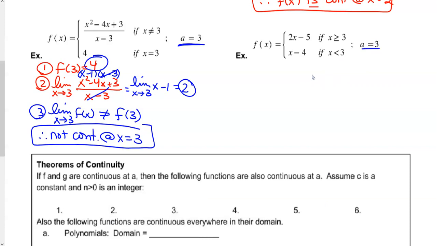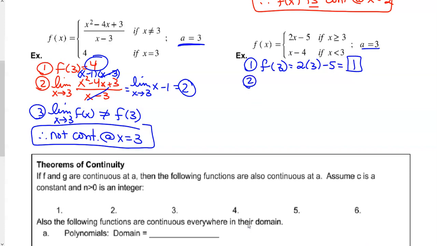Again, x equaling 3, we have 2 linear functions here. First off, I want to look for f of 3. So this time I'm honing in on the inequality up here that has the equals, which is right here. So I'm going to plug 3 in there. So I get 2 times 3 minus 5, which is 6 minus 5, which gives me 1. Okay, that's the function value at 3.